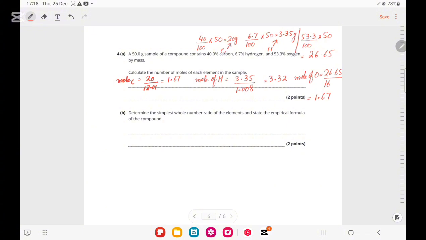So now we have the moles of each one of them. I need to find the simplest whole number ratio. So this is carbon, this is hydrogen, and this is oxygen. Carbon moles are 1.67, hydrogen is 3.32, and oxygen is 1.67. So I have to divide by the smallest number of moles, and the answer comes out to be 1:2:1. So that is going to be CH2O.